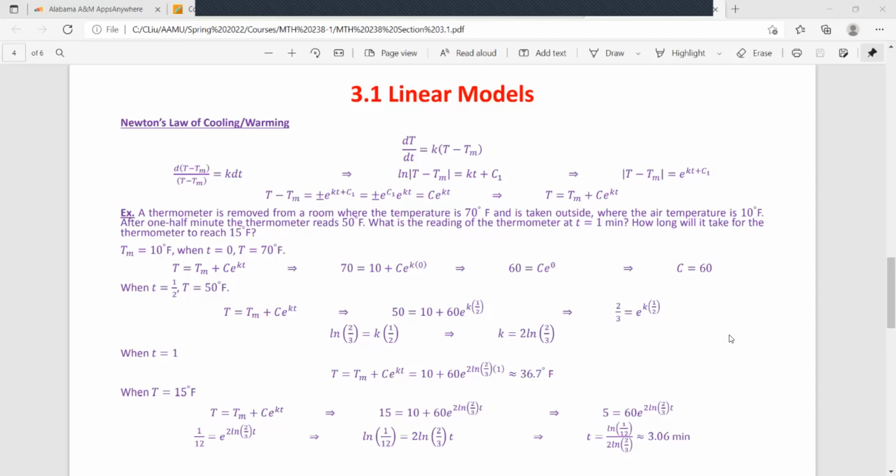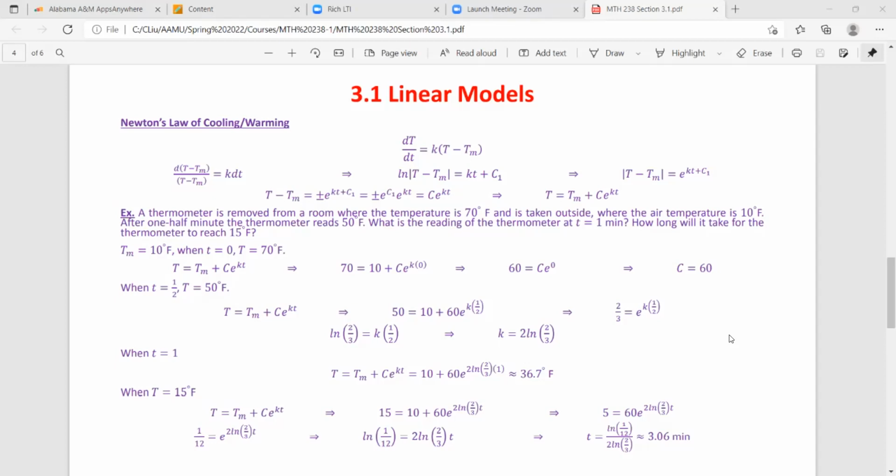Okay, so let's do an initial value problem or a real world problem. So in this example, it says a thermometer is removed from a room where the temperature is 70 degrees and is taken outside. Okay, so that's the object, the thermometer. Where the air temperature is 10 degrees. Okay, so we know the temperature outside and inside are different.